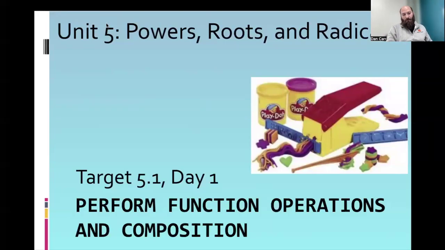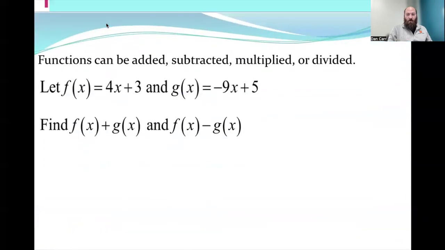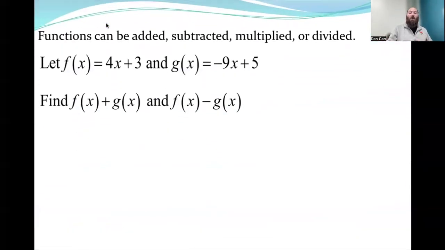Today we're going to start Unit 5. We're looking at 5.1, Day 1. The goal today is looking at function operations and compositions. So when we look at our functions, we're going to be doing a lot with our function notation. Remember, this means f of x, g of x. These are functions instead of just x and y. So we can actually add, subtract, multiply, or divide our functions.